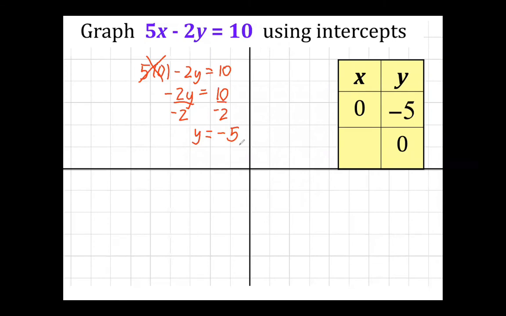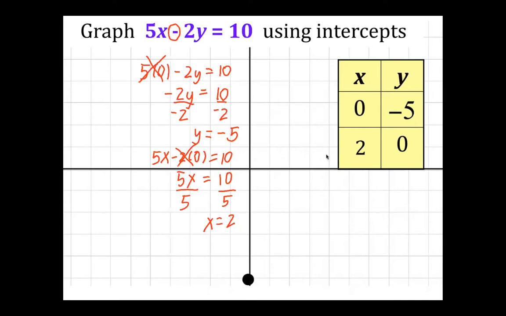I'll now substitute our y value for 0 to find my x-intercept this time. So 5x minus 2 times 0 will equal 10. Negative 2 times 0, make sure you're considering what sign is before, will just cancel out to 0, and you're left with 5x equals 10. Divide both sides by 5, and you're left with x equals 2. Input that into my chart.